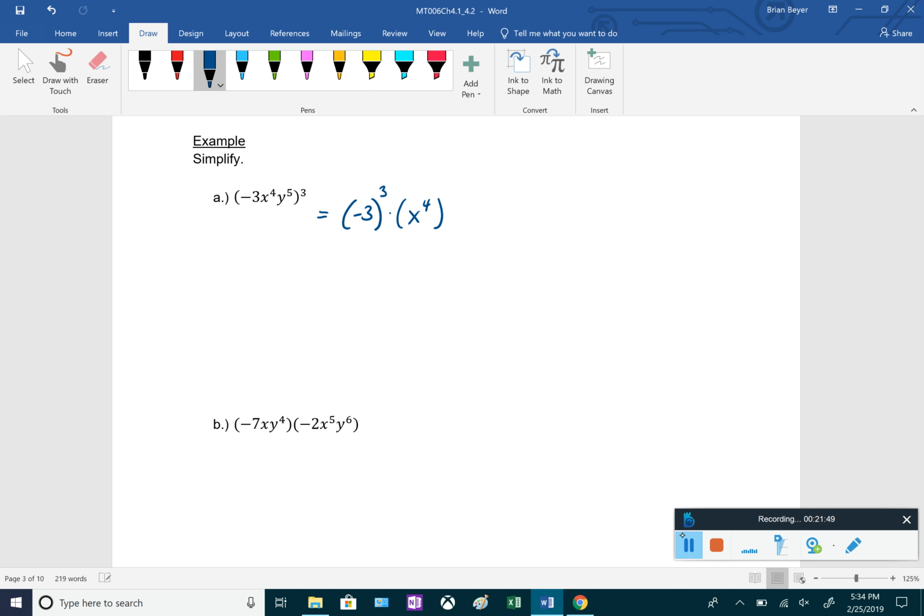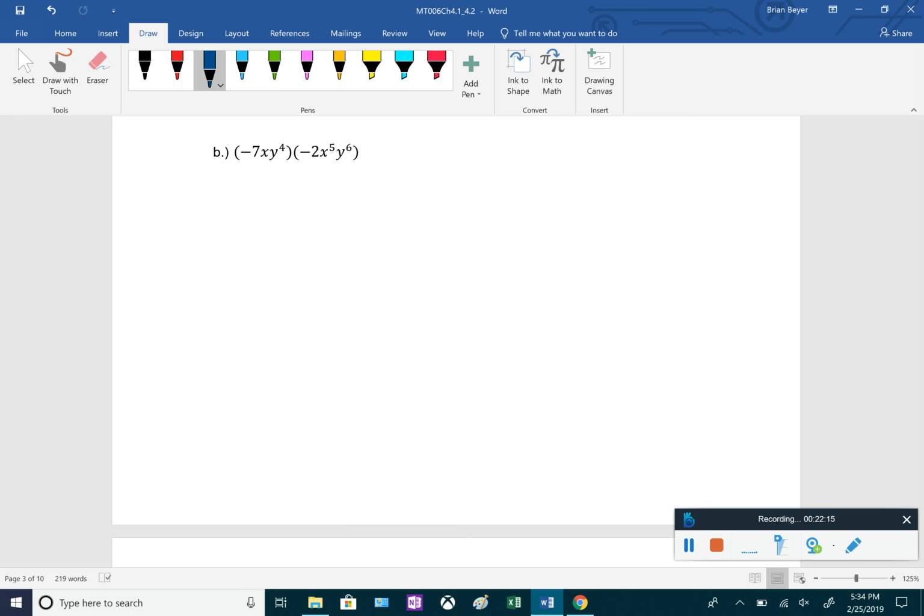So we get this. And for evaluating negative 3 cubed, that's negative 27. And then for the variables, x to the 4th cubed, power to a power, we multiply and get x to the 12th. Same thing with y to the 5th cubed, power to a power, we multiply and get y to the 15th.